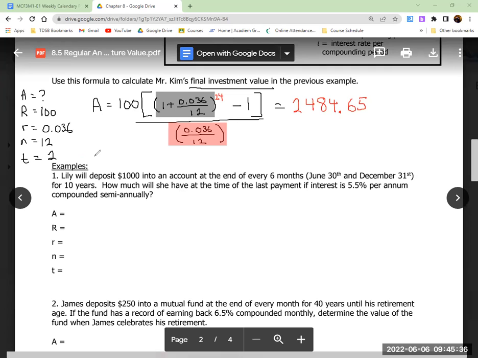How much money did I put in? I'll go back. How much money per month? 100. How many months? It's 2 years. So how many months? Not 12. That's for 1 year. For 2 years is 24. So how much money did I actually put in? 2,400. How much am I getting out?